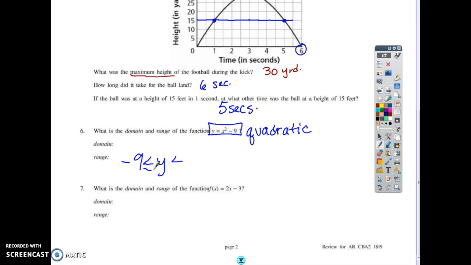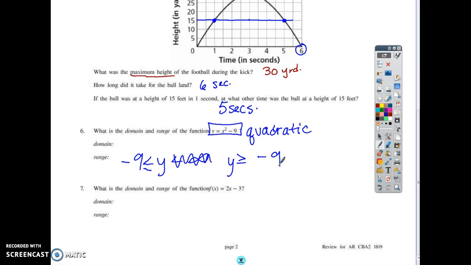Since it goes infinitely up, you're going to need infinity, right? But do we care about the infinity? No. So just scratch it out, right? And then rewrite it. Y is greater than or equal to -9. Okay? So now let's look at our domain.